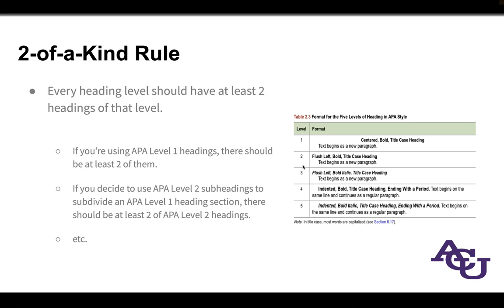Within one of those, if you were going to have another subheading, that would be APA Level 3, and we're going to need at least 2 of those there. So this is a way of asking your reader, okay, how does this relate? Oh, this is a subsection of that, and if I'm dividing it here, then clearly there must be enough that you need to be dividing it more than once.